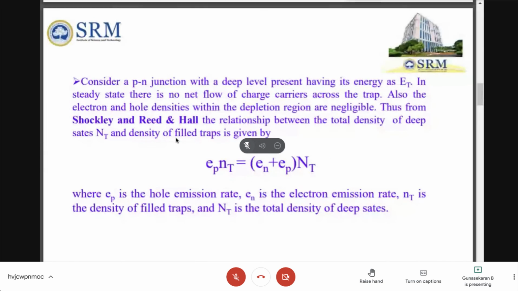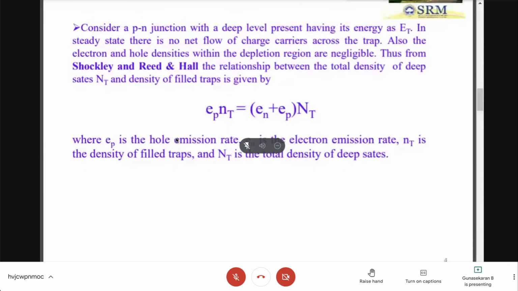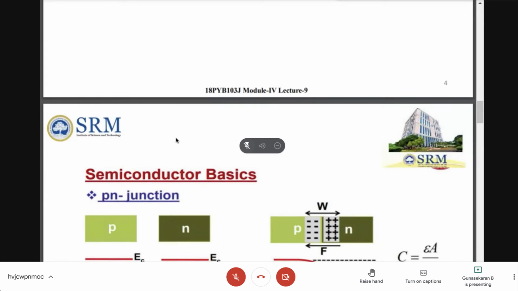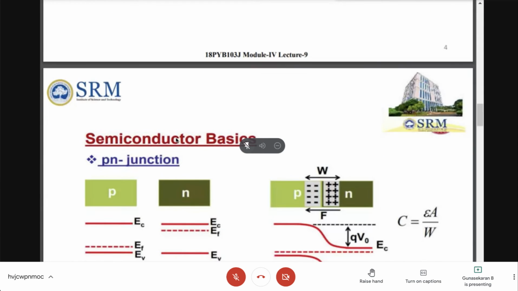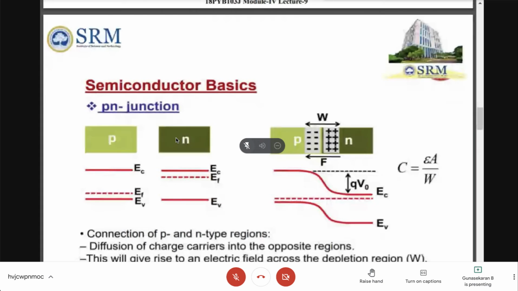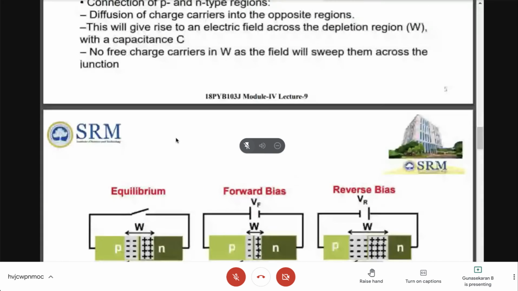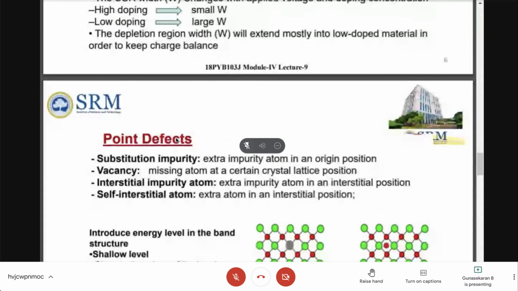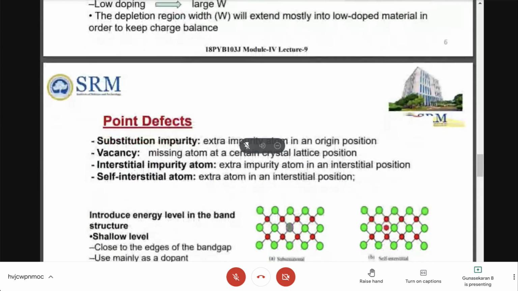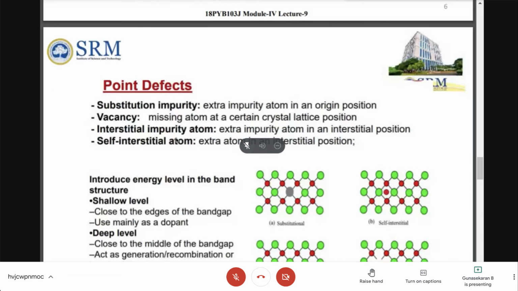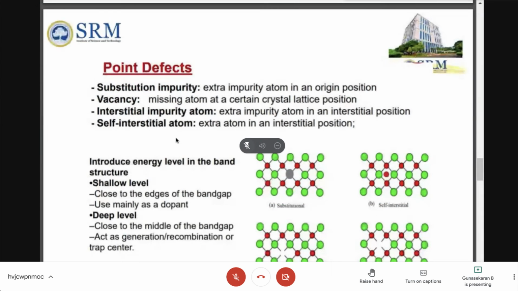Based on that, you already explained these diagrams. When the PN junction is formed, what about the width of the region? Again, you come to forward bias and reverse bias. What happens? How are the defects filled? These types of defects are already there. How do they get filled? The next diagram shows how electron and hole emission and trapping take place.